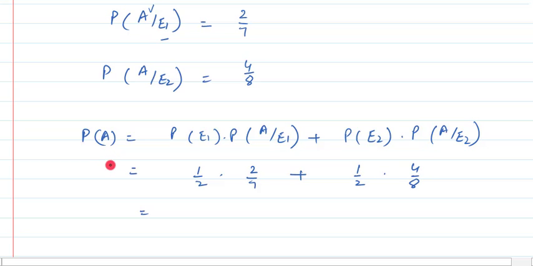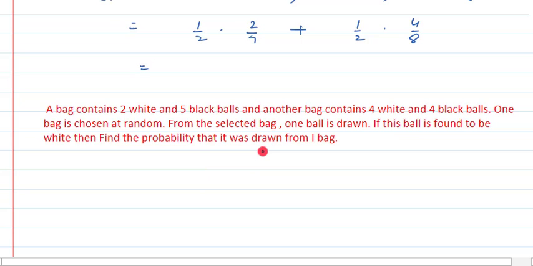Now let me reverse the situation by writing the question as, in this problem we have a bag that contains 2 white and 5 black balls and another bag that contains 4 white and 4 black balls. I have taken the same problem as above. Only one change I have made here. One bag is chosen at random. From the selected bag, one ball is drawn. If this ball is found to be white, then find the probability that it was drawn from the first bag. Meaning here we need to find out the reverse probability.